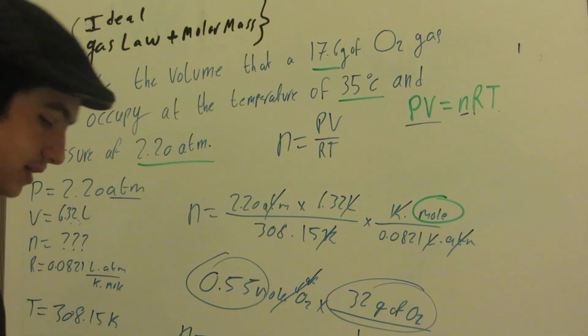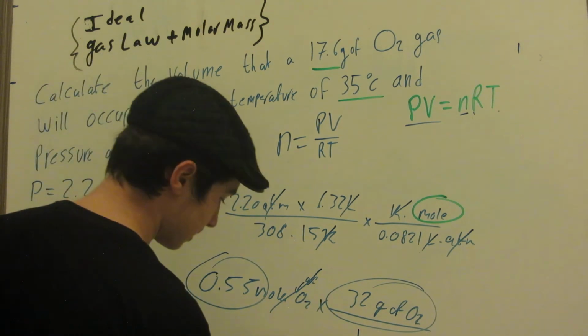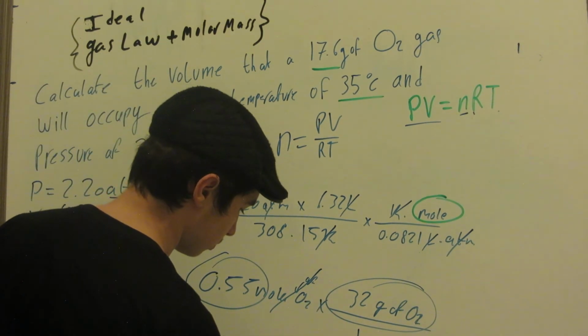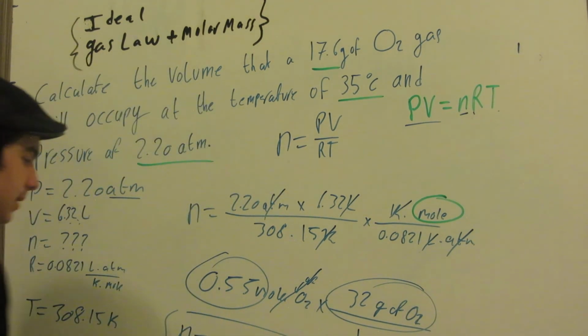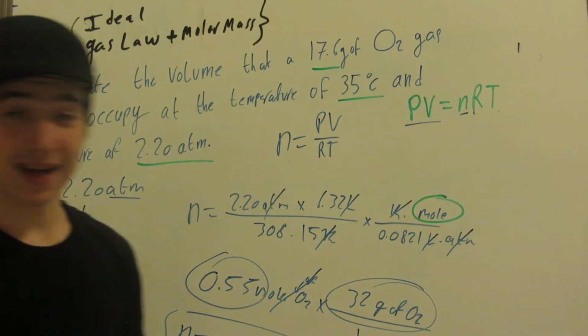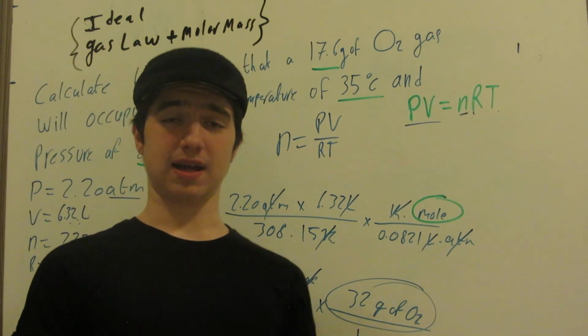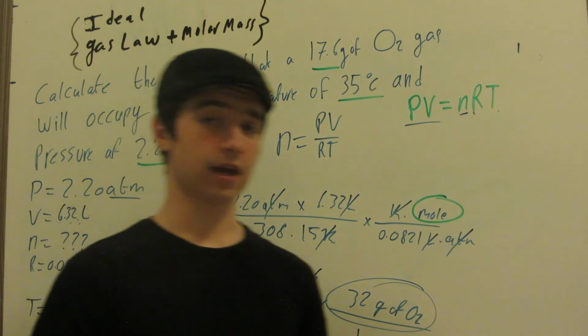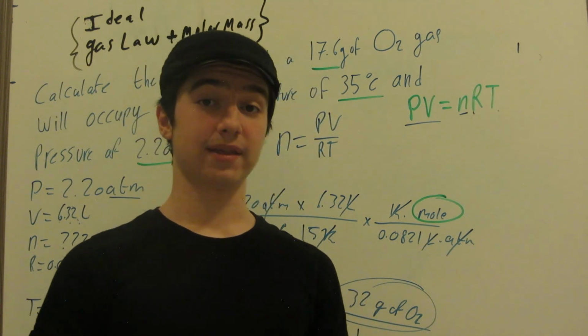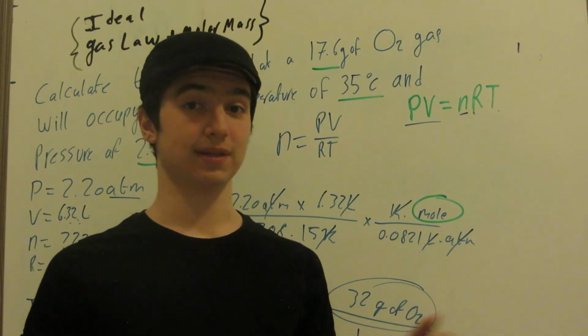So 17.6 is the number, but what about the unit? Grams of O2. That's really simple, really easy, nothing hard, and it's really fun, to be honest. And being in the world of gases in chemistry is actually fun. A lot of math and a lot of solving, but it's really fun.